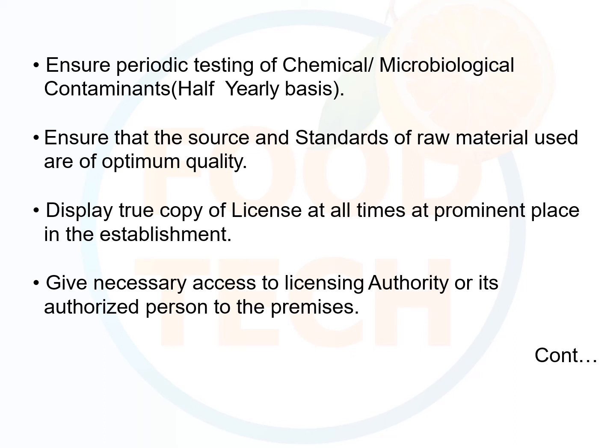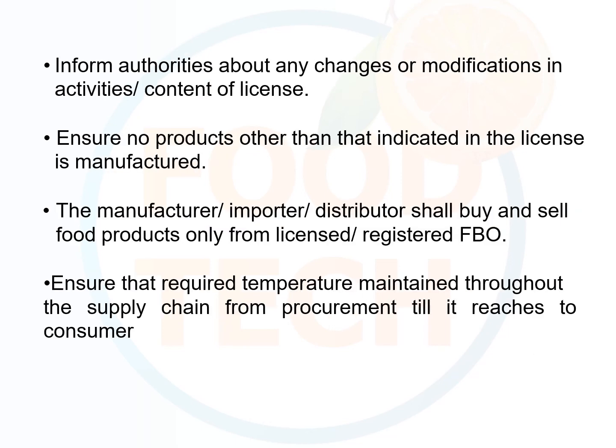And also, a true copy of the license should be placed or displayed in the required places in the establishment, and access should be given to the licensing authority to any of the premises related to the food operations. Next is to inform the authorities about any changes which are not mentioned in the license. The food business operator should inform the authorities about this.